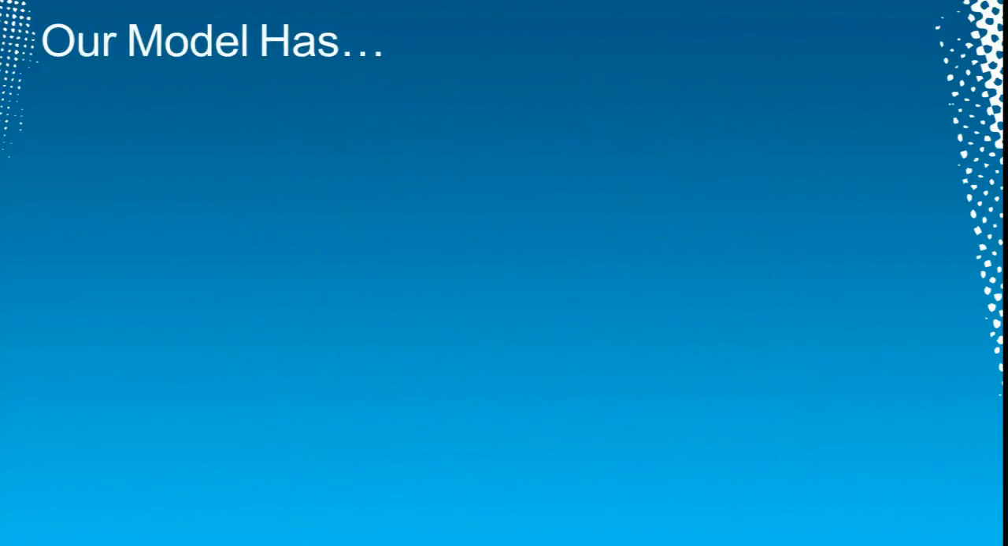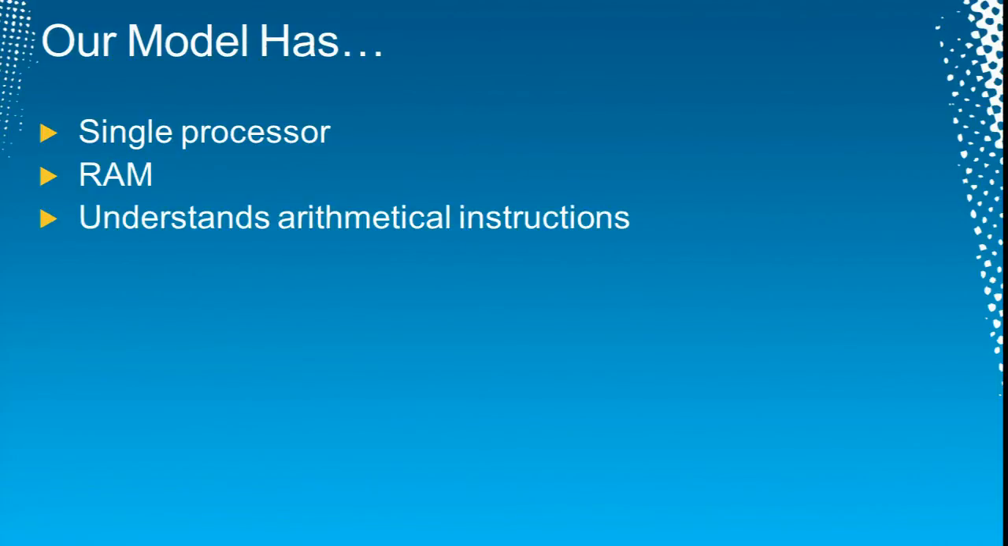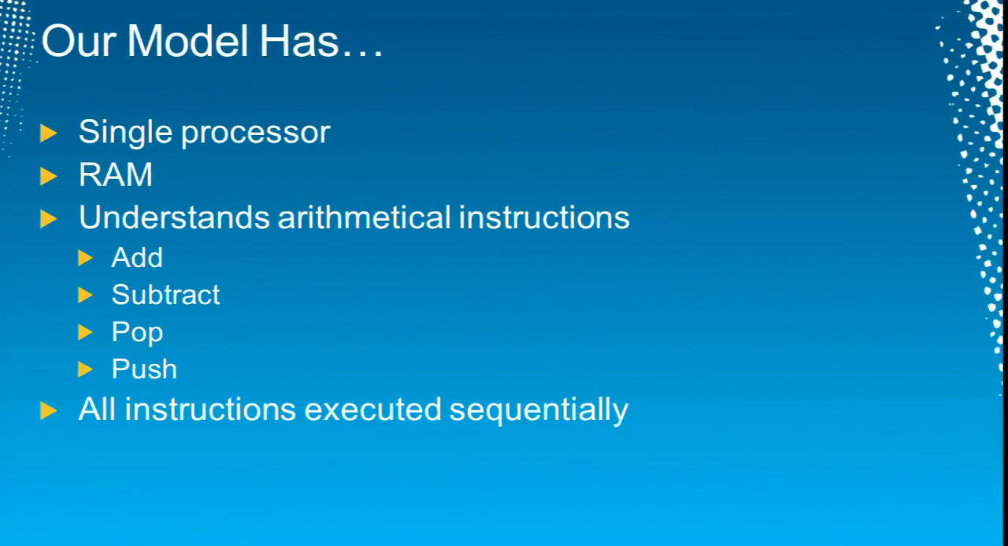Now, let's describe the things that our model needs. The model has a single processor. We're not going to cheat by saying, my algorithm is really fast, because in my model I've got 120 processors. That's cheating. One processor is all you get. It's going to have RAM, obviously, because we need some working storage. And it will understand some arithmetical instructions like add and subtract and pop and push. All instructions are executed sequentially. Again, we're not going to cheat. We're not going to say, my model does parallelization as a constant time operation, and so look how fast my algorithm is.